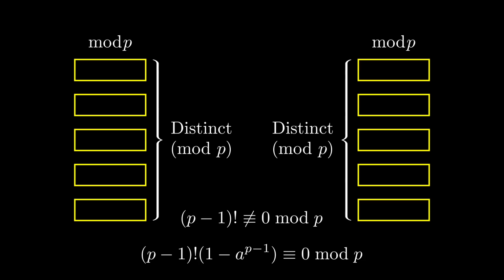Thus, for the bottom congruence to hold, 1 minus a to the p minus 1 must be the one that's congruent to 0 mod p. And therefore, 1 is congruent to a to the p minus 1 mod p, or a to the p minus 1 is congruent to 1 mod p, Fermat's little theorem.